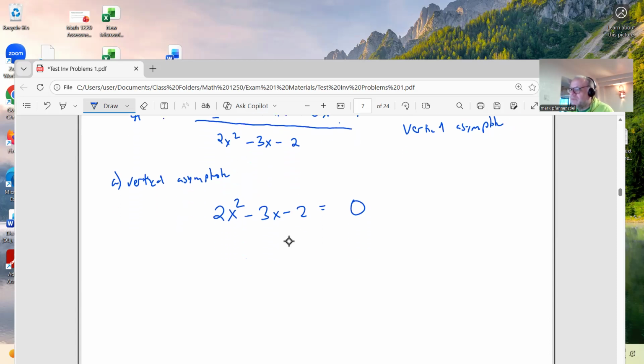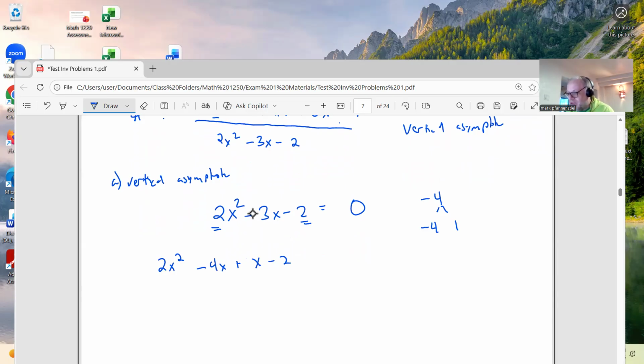So we're going to have to use the AC method. That's 2 times -2, which is -4. I need two numbers that multiply out to -4 but add up to -3. How about -4 and 1? -4 plus 1 will give me -3. So we're going to rewrite this quadratic as 2x squared minus 4x plus x minus 2. That's the first thing we're going to do with this.